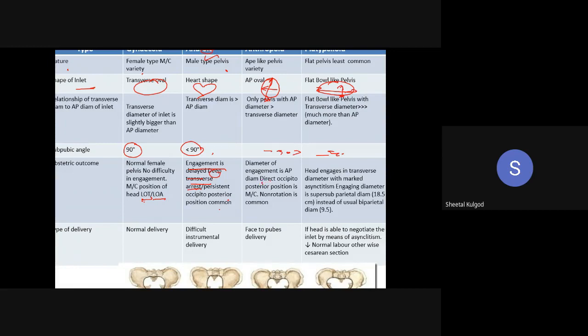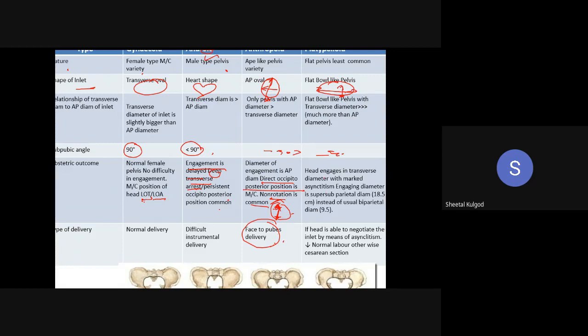Since the anterior posterior diameter is larger in these cases, the fetal head engages in the occipital posterior position most commonly. Though non-rotation is common, it will be a persistent occipital posterior position where the posterior fontanelle will be in direct relation to the sacrum. The delivery will occur in the same position, as in face to pubis delivery, even without rotation, because the mid cavity and the outlet are quite roomy. Therefore it allows for face to pubis delivery in the anthropoid type of pelvis.